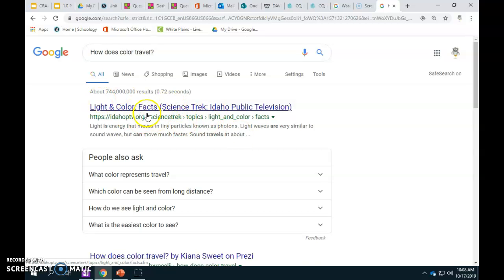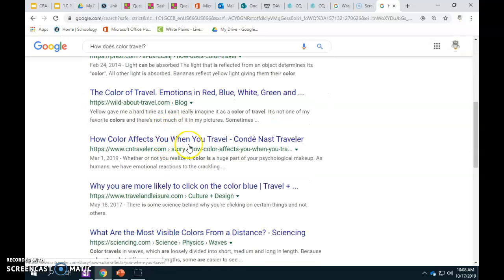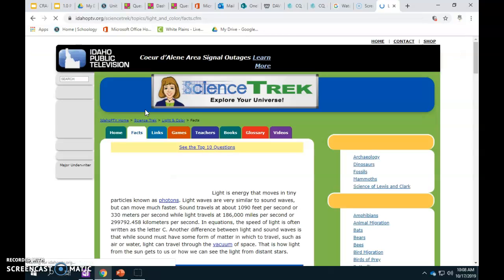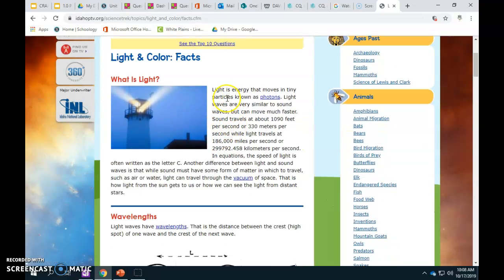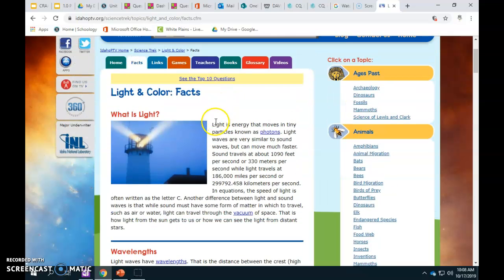And you may not find the answer on the top of Google. You may have to go into a couple of different websites, but the goal is to then try and find the answer. And if you find a question while finding the answer, you can ask another question to question your question. So over here, light is energy that moves in tiny particles known as photons.